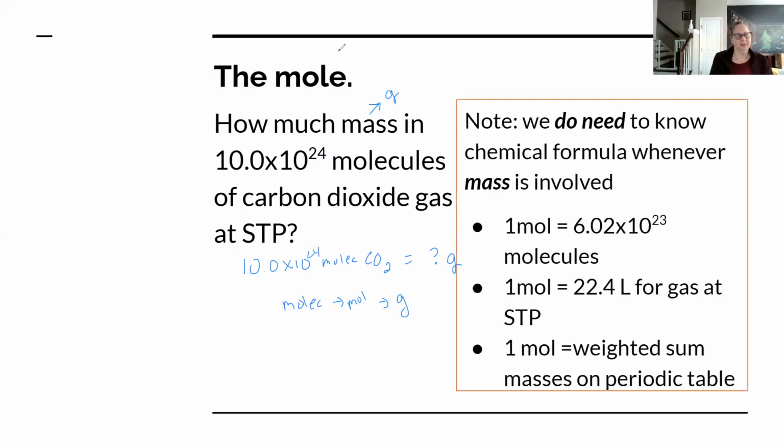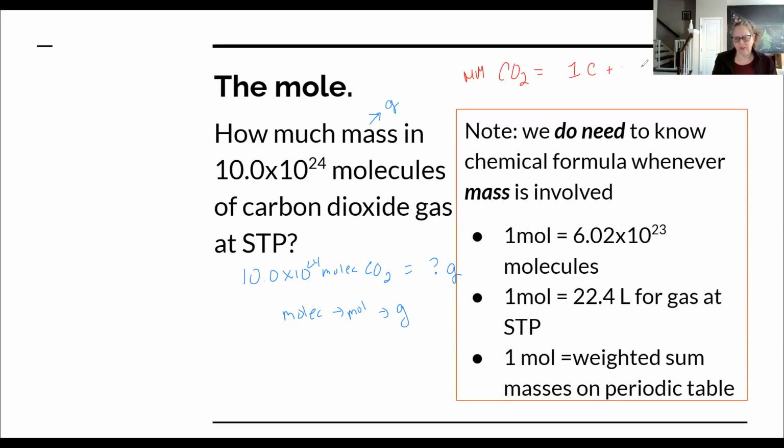This one, it is important to know the chemical formula because each chemical formula has a different molar mass. Carbon dioxide's molar mass: 1 carbon and 2 oxygens make carbon dioxide. I look on the periodic table, carbon is 12.01, oxygen is 16.00. 1 times 12.01 plus 2 times 16.00 is going to give me 44.01 grams per mole.